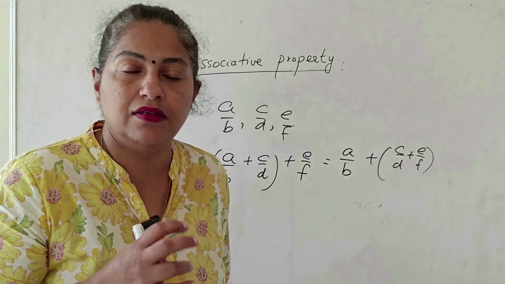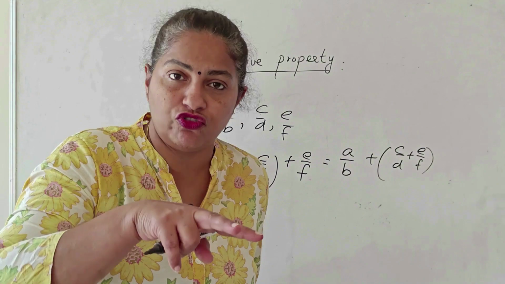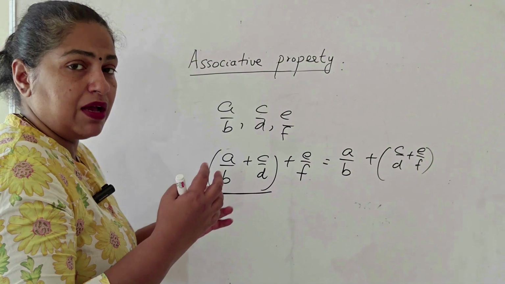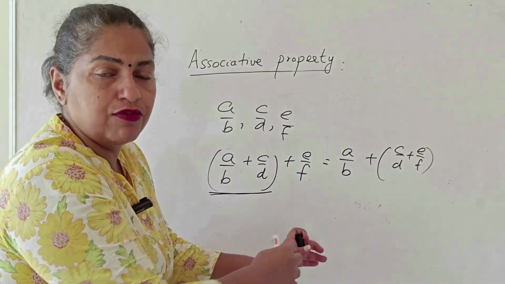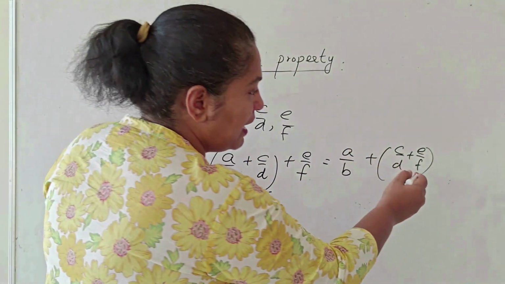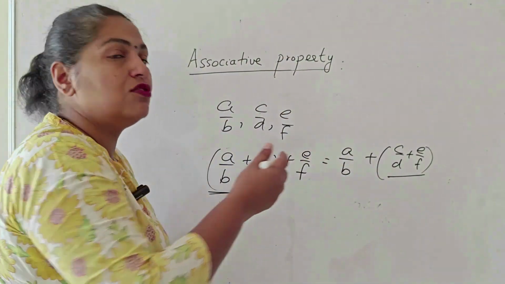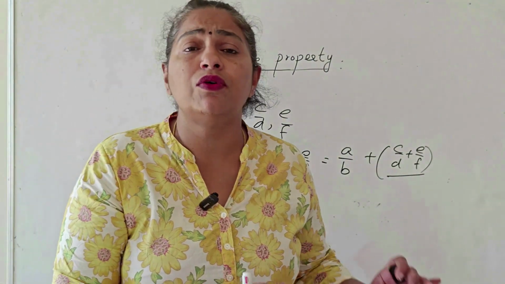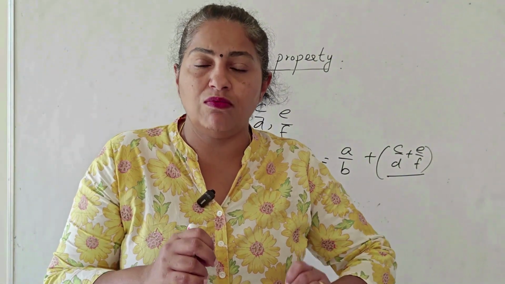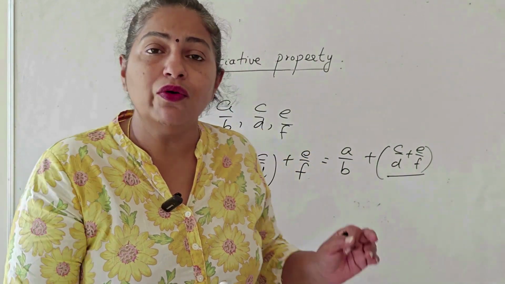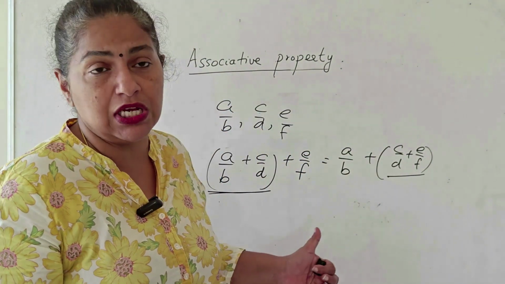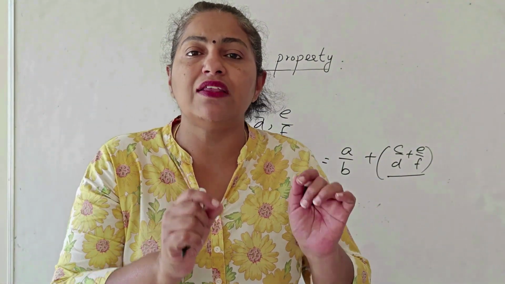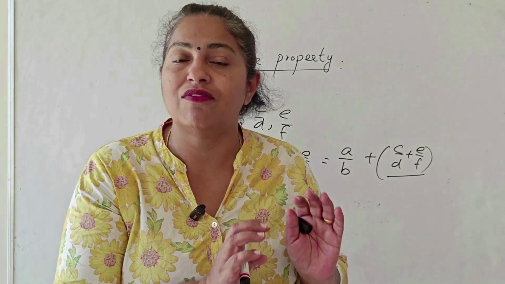What is the meaning of the bracket here? The bracket means you need to add those two rational numbers first. So, you find out the answer for a by b and c by d, and whatever you are getting, suppose you are adding it to e by f, you will get the same answer by adding c by d and e by f first and adding it to a by b. The order in which you are adding rational numbers will not give you a different answer. You can add your rational numbers in whichever way you want. So now let us take a simple example for this particular property and show that it is true, and then we will see where this particular property can be effectively applied.